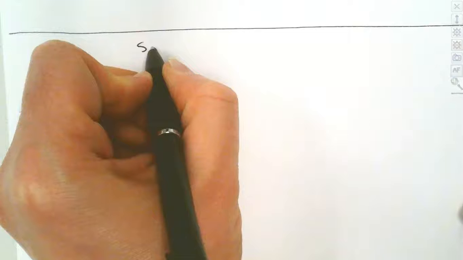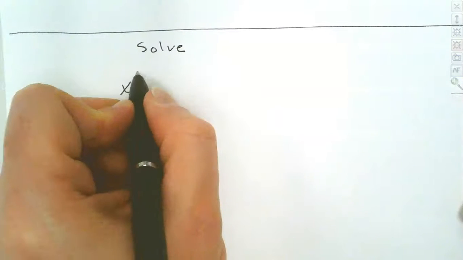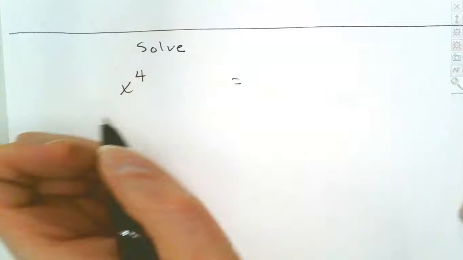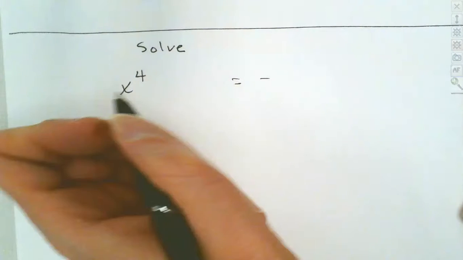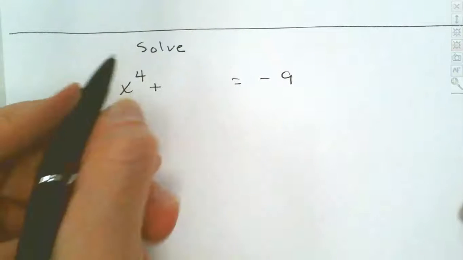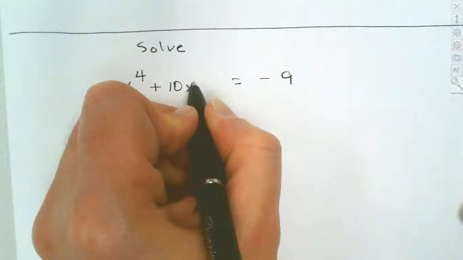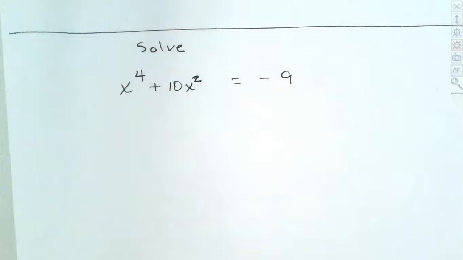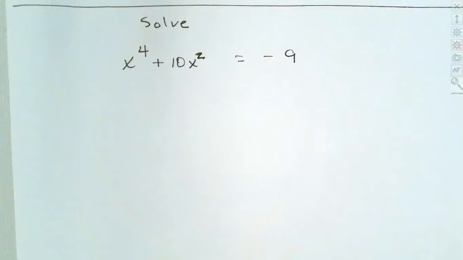So let's try and solve this out. Let's say x to the fourth, we'll use a negative 9 over here, and a positive 10x squared. Okay, so we're going to try and solve this one. Now, what's the difference between this and all the others that we've done? Well, this one, instead of having a square for the power, what does it have for the power? It has a 4. So that means that we're going to eventually have up to 4 solutions.